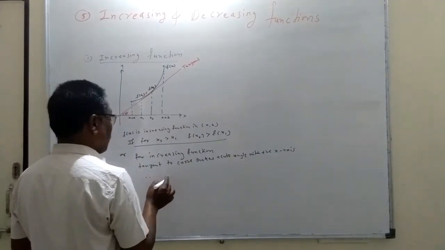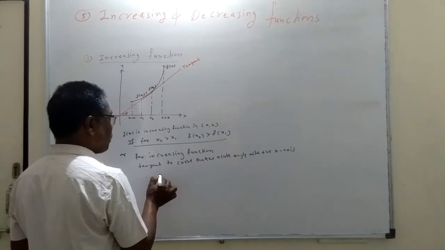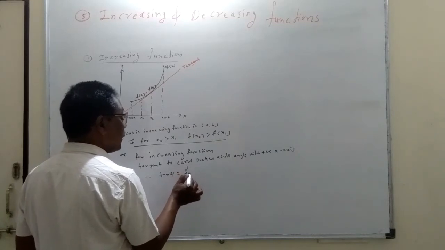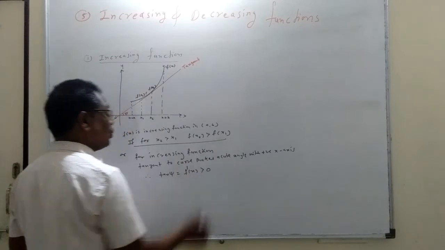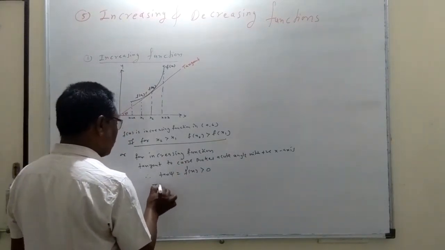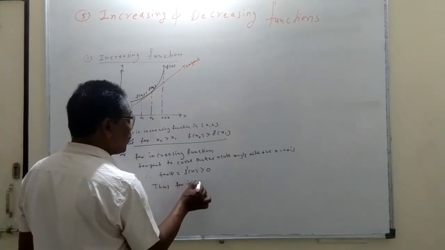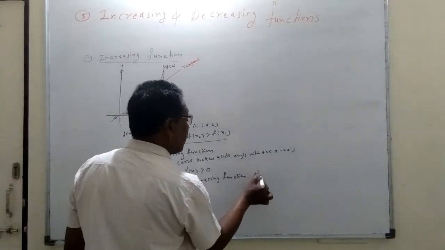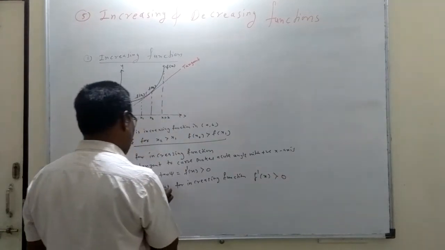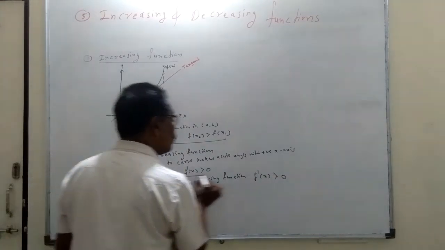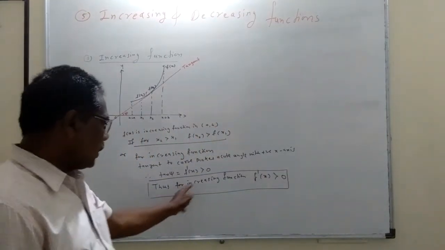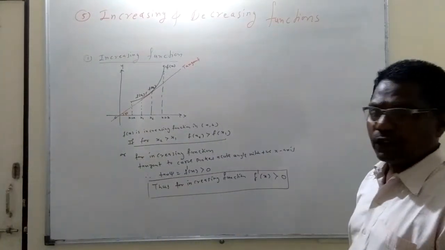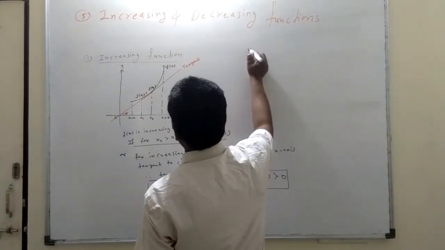Therefore the slope of the tangent is positive, meaning tan psi, which is nothing but f dash x, is greater than 0. Thus for an increasing function, f dash x is greater than 0. So if f dash x is greater than 0, the function is an increasing function. We use this concept to solve examples to check whether a function is increasing or decreasing using the derivative.